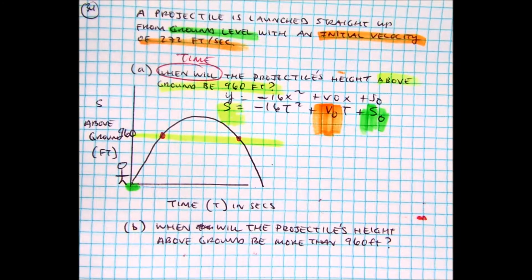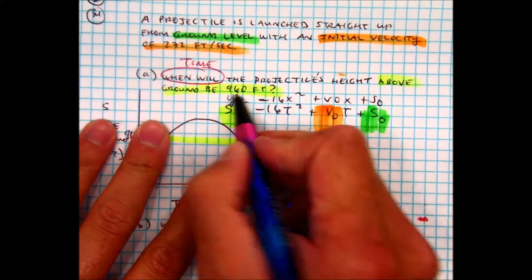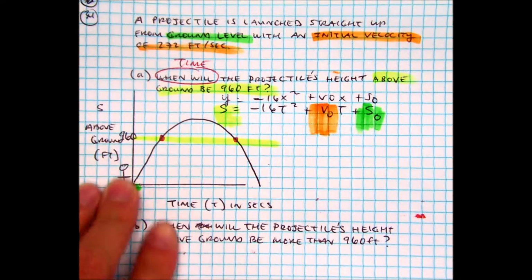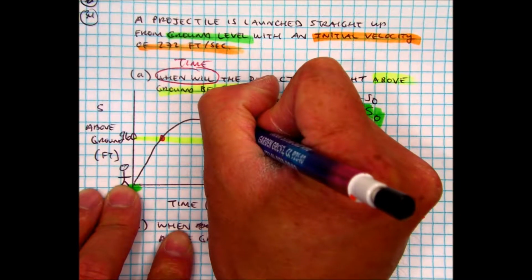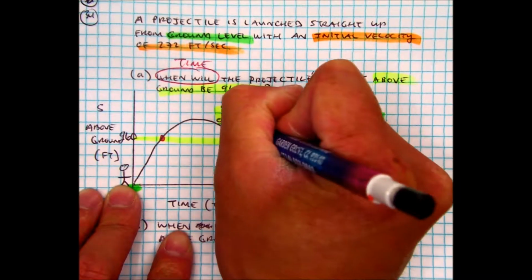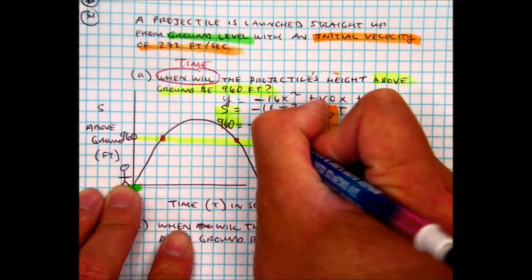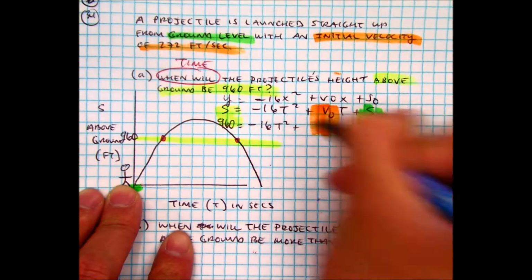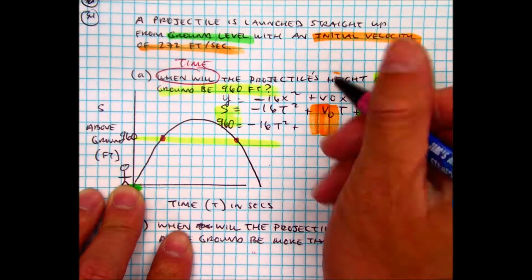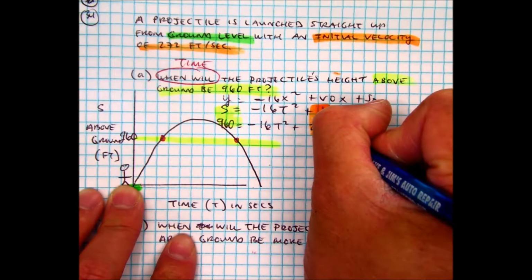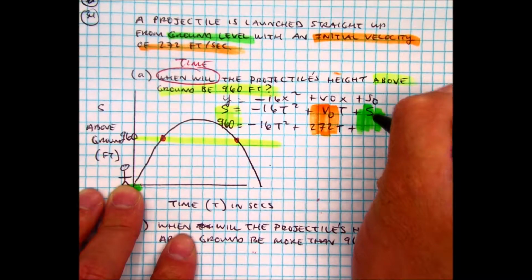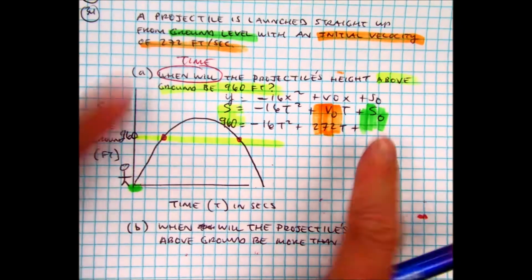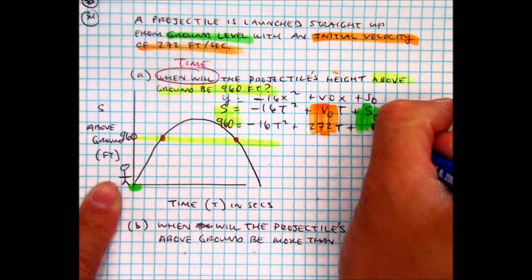So all we have to do is our substitutions. Class, our above ground would be how much? 960. That's what we're looking for. Negative 16t squared plus, what's our initial velocity? And then where is it starting? 0. It's starting at ground level, so it's actually 0.